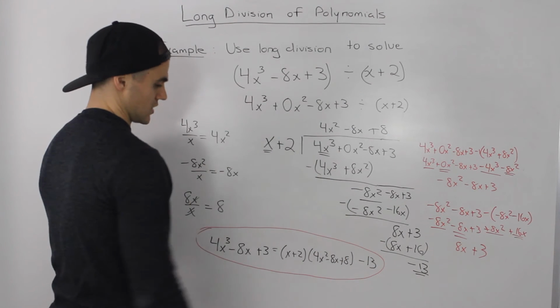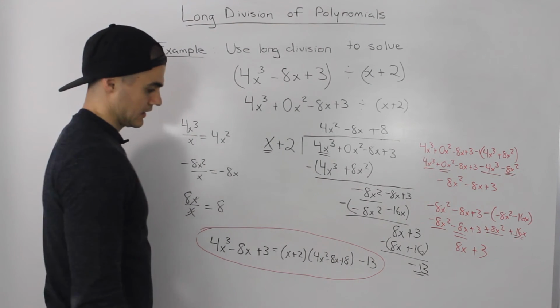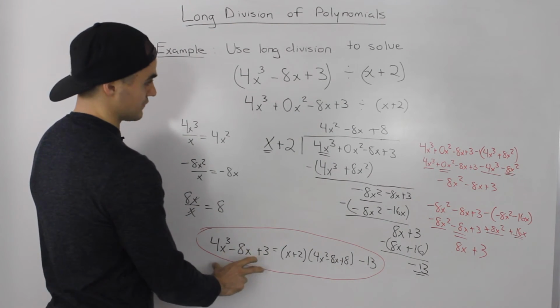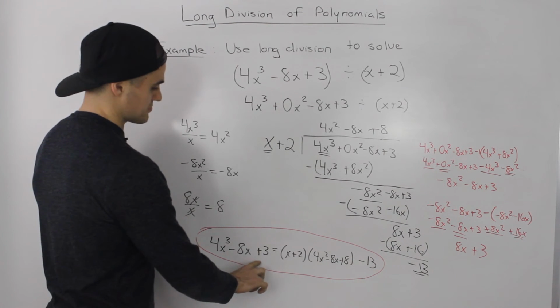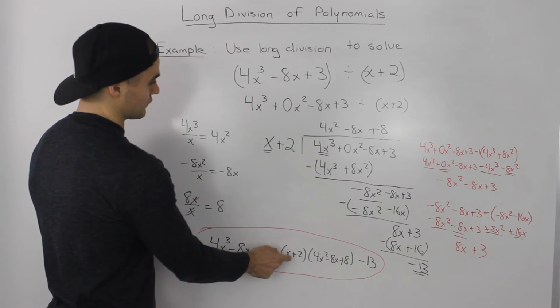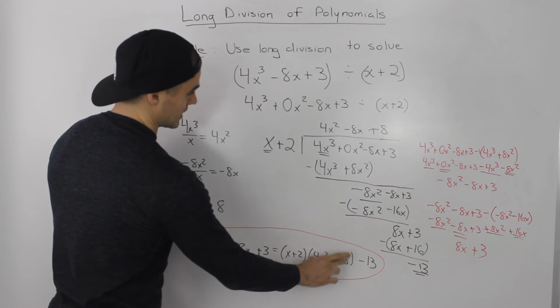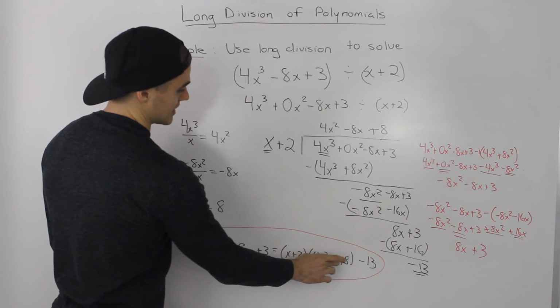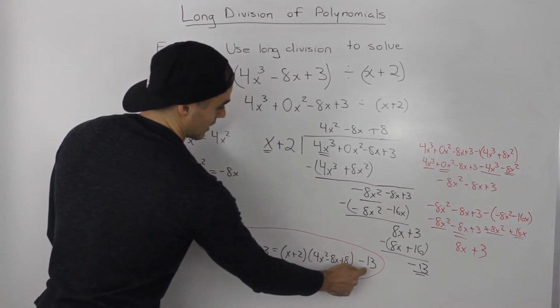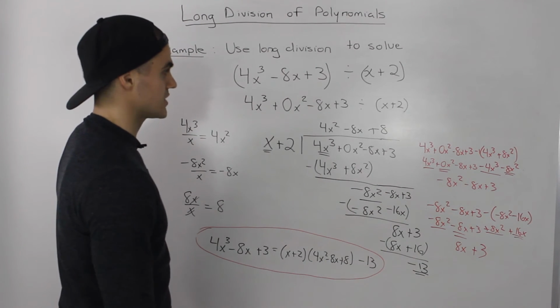So taking this result here and rewriting it in a division statement, our dividend of 4x cubed minus 8x plus 3 is equal to our divisor x plus 2 times our quotient of 4x squared minus 8x plus 8 minus our remainder of 13.